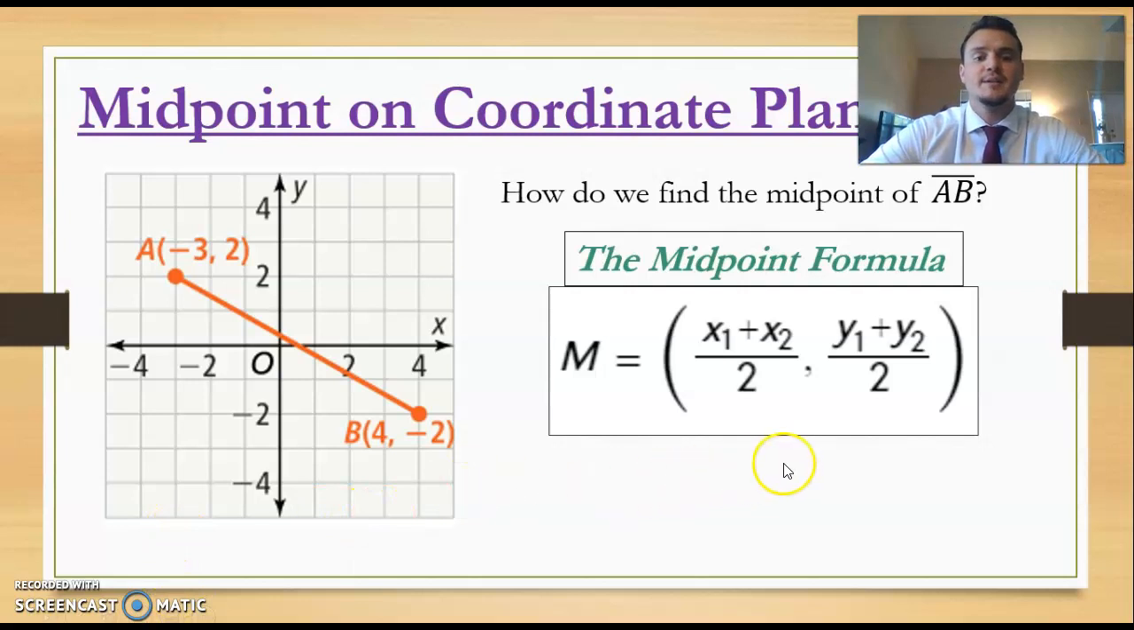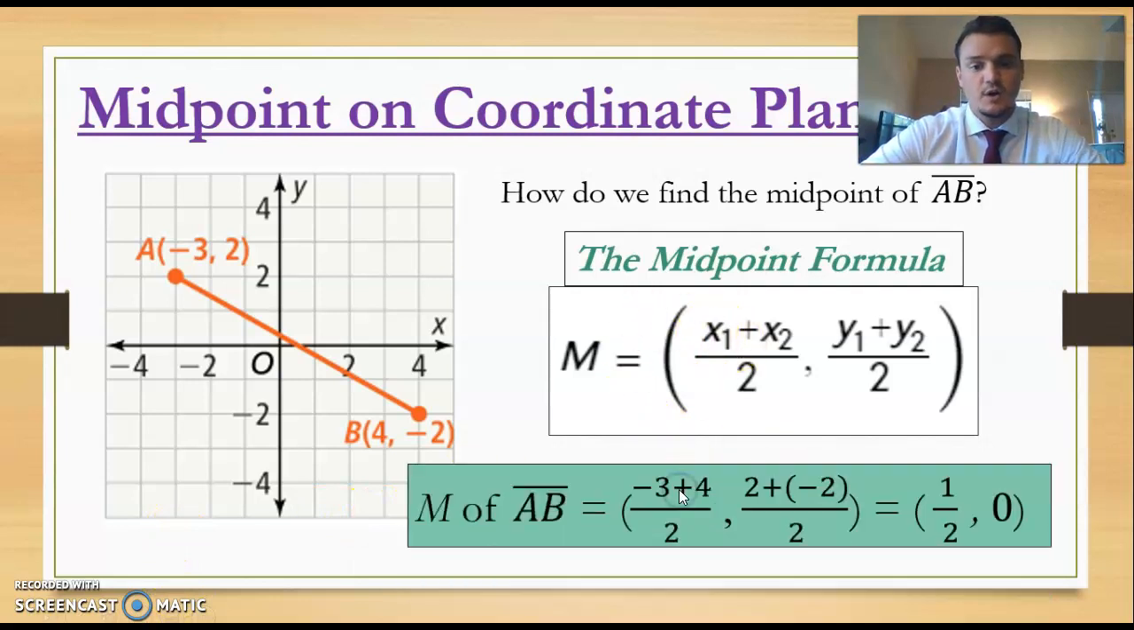So the way that we would solve this is we would take our x's. It doesn't matter which point you start off with. I usually go alphabetical order, meaning that my A would be (-3, 2) and B would be (4, -2). So that means that this is my x1 and this is my x2. So my setup would be -3 plus 4, because I'm doing my x plus x divided by 2. And then the midpoint is actually a point, so we want to write it as a coordinate. That's why it's a comma here.